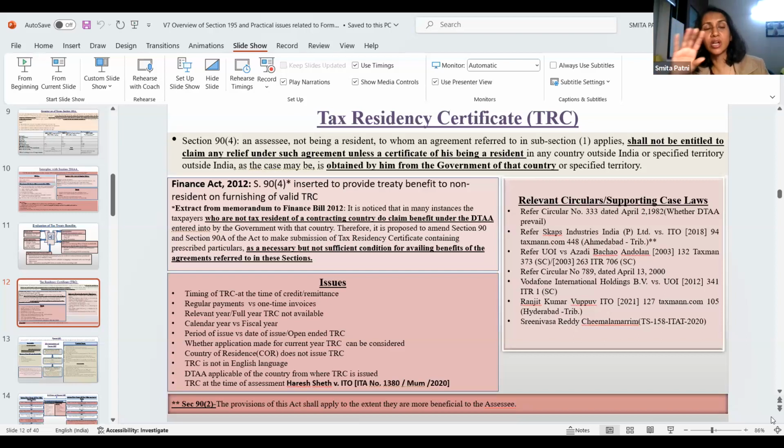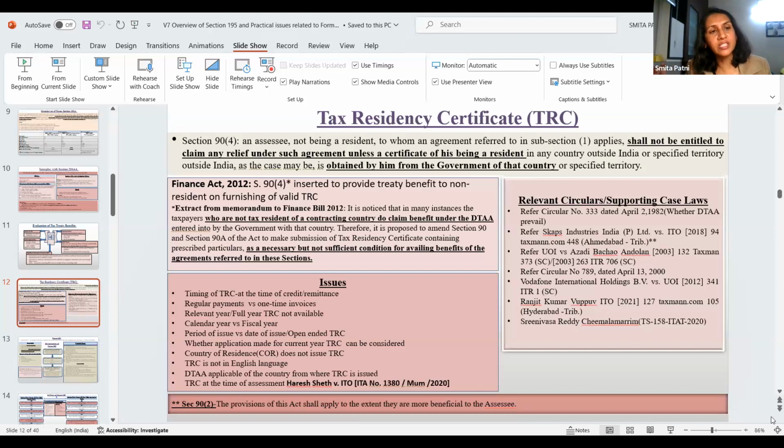There have been relevant circulars and supporting case laws saying that the TRC is not required. We have the Scrap Industry case, which is quite famous, where the Ahmedabad ITAT said that if you don't have the TRC, what do we do? They said that even if you don't have a TRC, you can support your claim. Morocco is one of the countries which doesn't give a TRC. In that case, we can provide supporting documents as evidence, that these are the other documents which support our residency in that country. On the basis of that, we can avail the tax benefit.